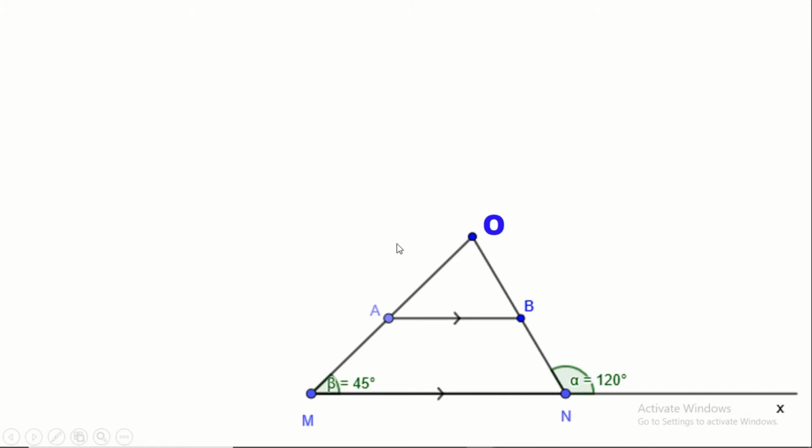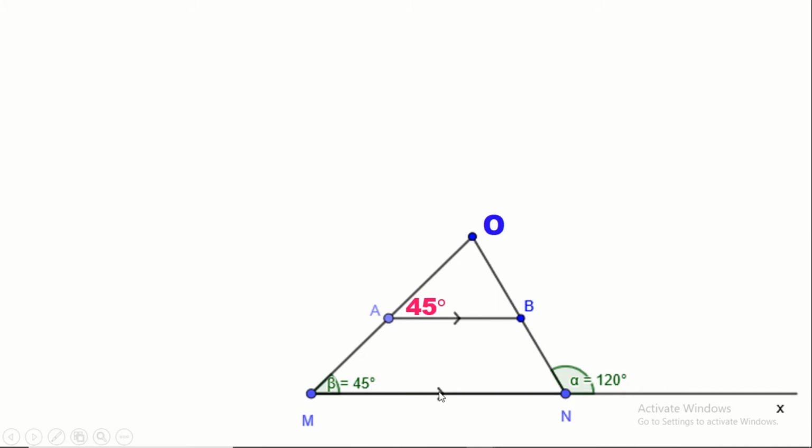Let's have an example together. As you see here, we have a triangle OMN. Here we have an exterior angle, which is angle ONX equals 120 degrees. Now we need to calculate or find the measures of the missing angles in the figure. Here we have an angle 45 degrees. We have two parallel lines AB and MN. Can't we say that the angles OAB and OMN are equal as corresponding angles? They are exactly facing each other.